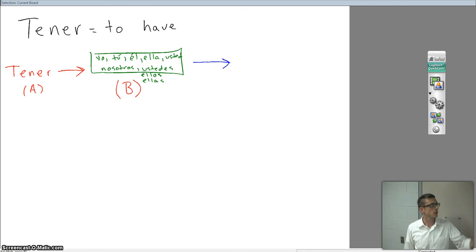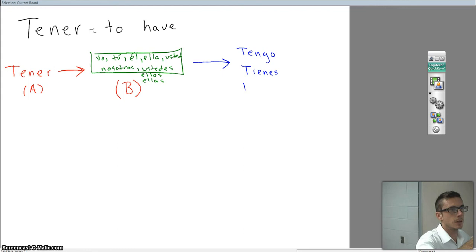Whenever we use yo, the conjugation is tengo. Really, really important that we focus on the pronunciation here, because that is not the dance, tango. It's the verb I have. Tengo, I have. The tú form, after we run it through our conjugation filter, is tienes. The él, ella, usted form, tiene. The nosotros form, tenemos. And the ellos, ellas, ustedes form, tienen.